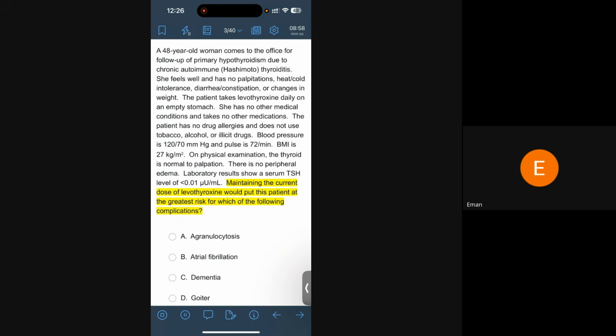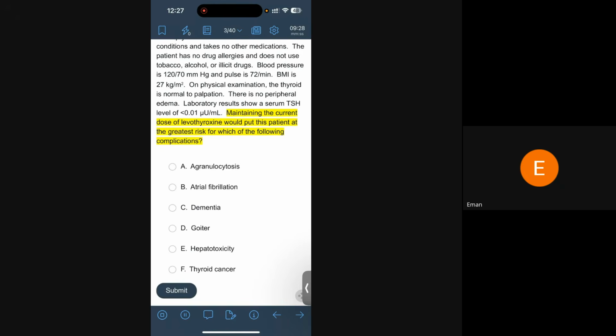So he is asking what can be the side effects of levothyroxine here. And we can see that the serum TSH is very suppressed. Usually we keep the TSH levels between 0.5 and 5 when we are starting thyroid replacement therapy. But in this patient it is less than 0.01. Now levothyroxine is basically thyroid hormone, so you have to tell me which one can be a side effect of increased thyroid hormone. Atrial fibrillation.